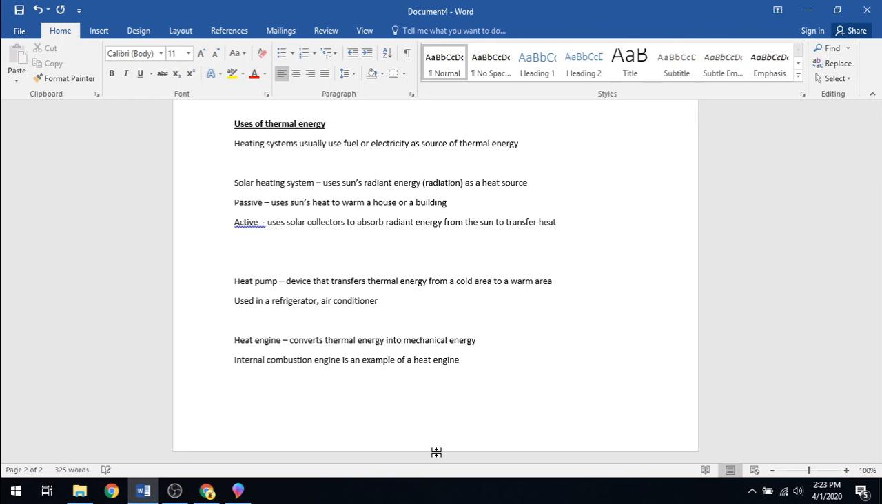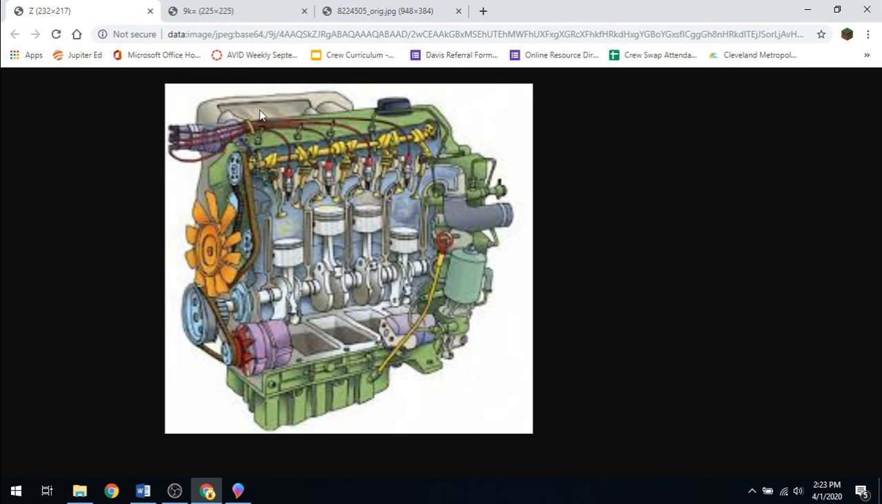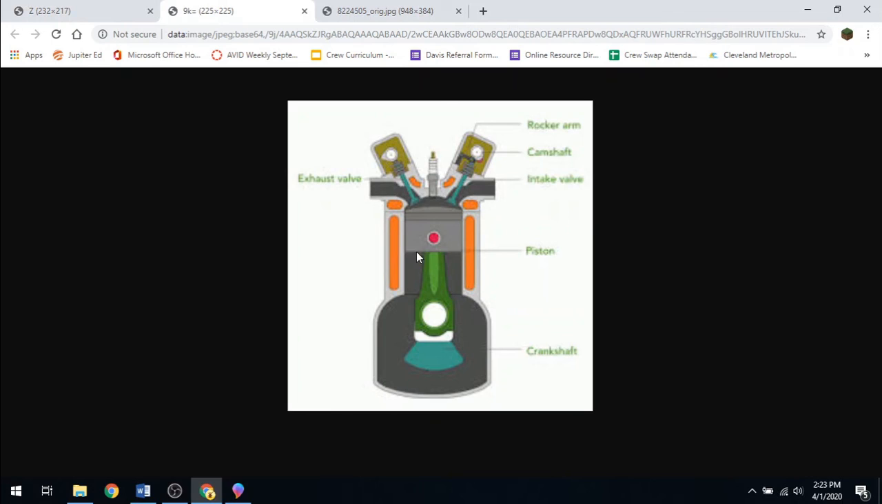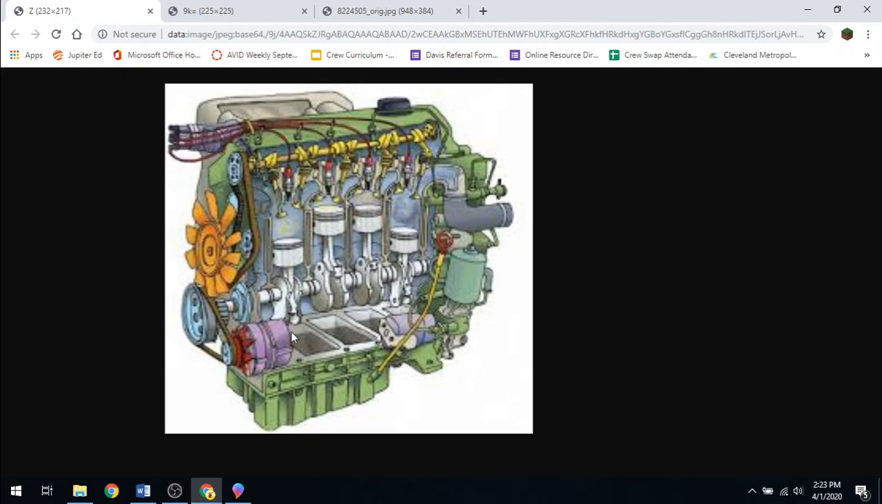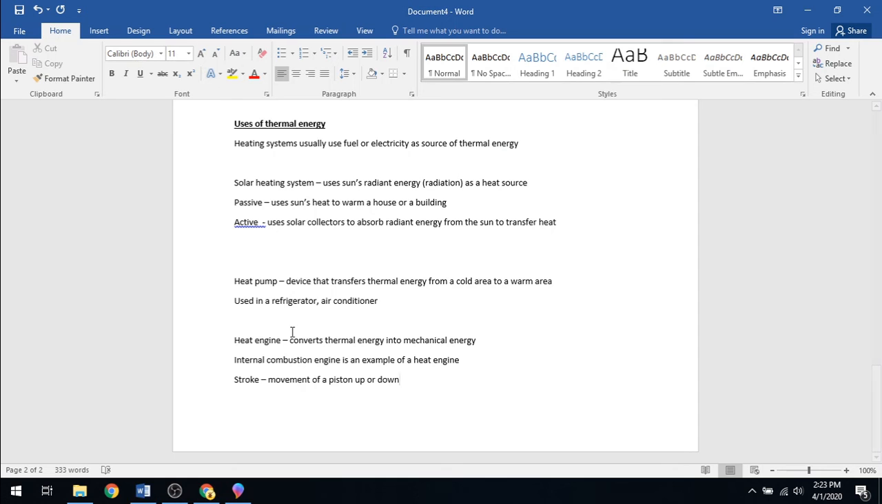Inside the internal combustion engine, we call that a stroke. The stroke is the movement of a piston up or down. So one stroke is, I believe, going down and then back up. But I could be wrong on that, and somebody, I'm sure, will someday correct me. This is kind of a side view, so the piston goes down, and then it gets pushed back up. There's a lot of complication. You can watch YouTube videos if you want to learn more. So that's a heat engine.